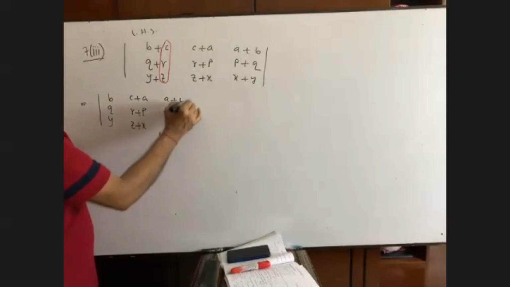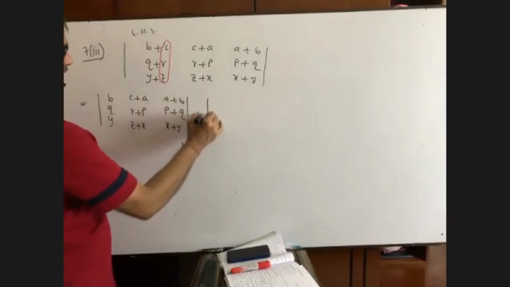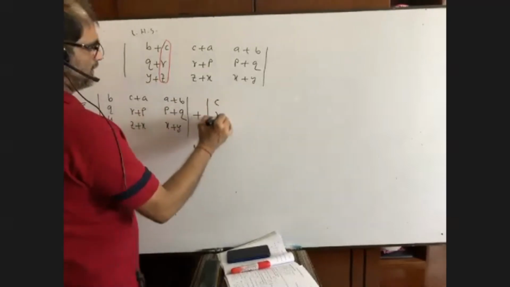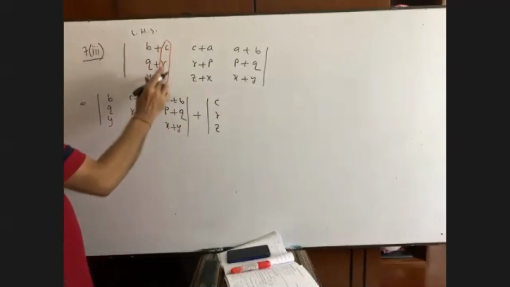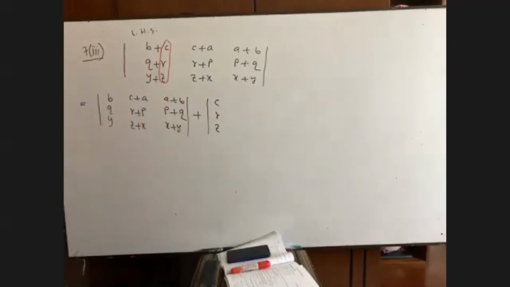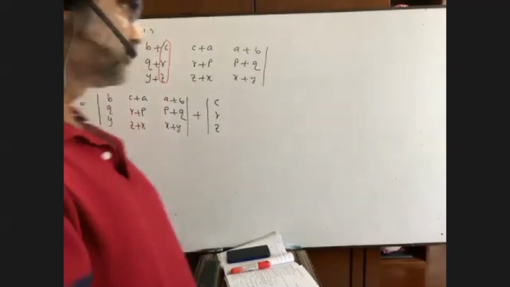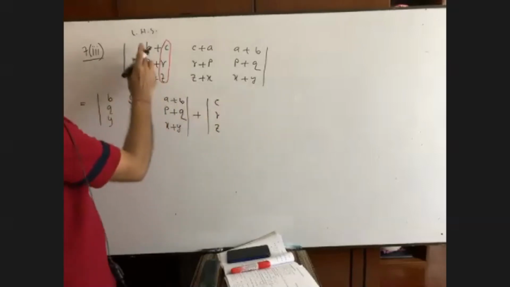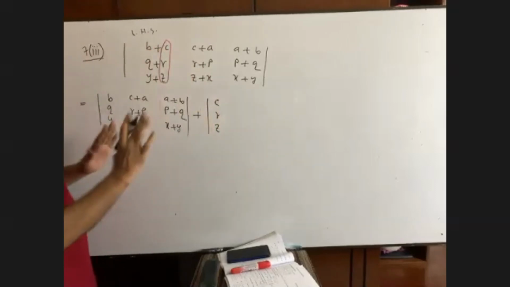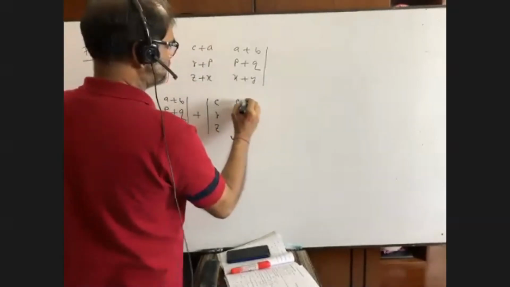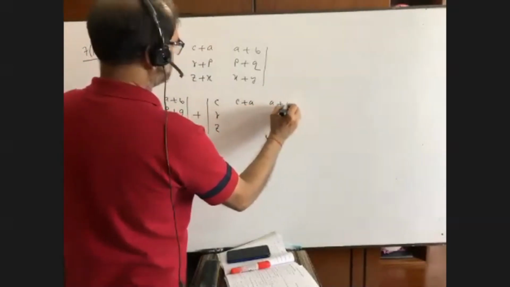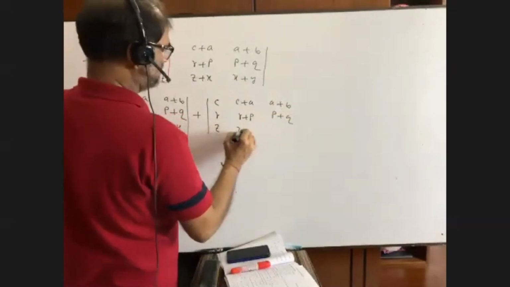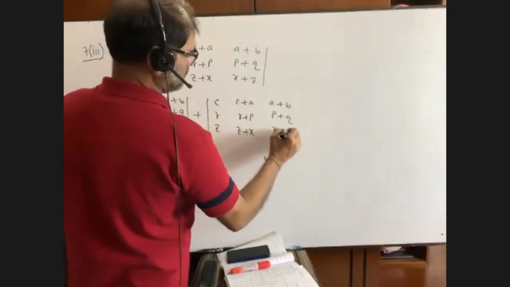I told you that you cannot do the two parts at a time. Can you tell me what should be here? C, R, Z. In number one, if you did not understand properly, I request you to pay attention. You see, B plus C. Now the other parts will be kept as it is, that is C plus A, A plus B, R plus P, P plus Q, Z plus X, X plus Y.